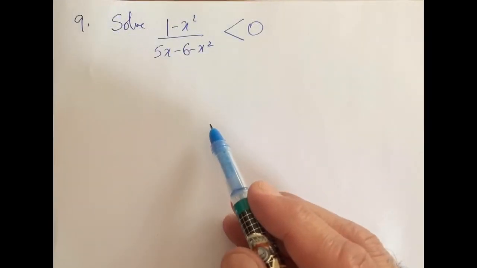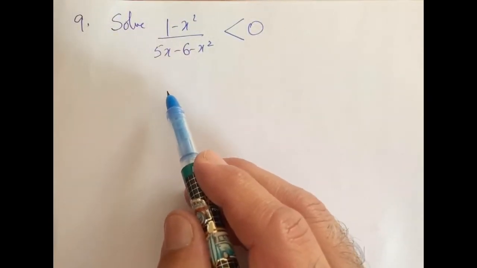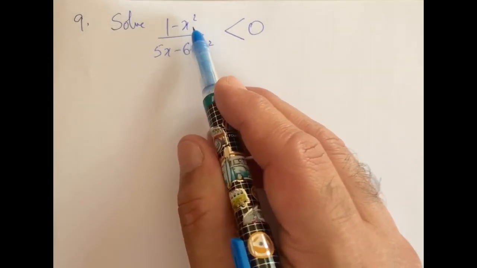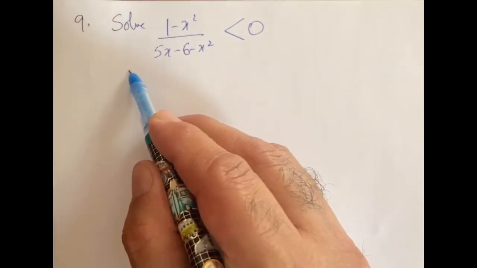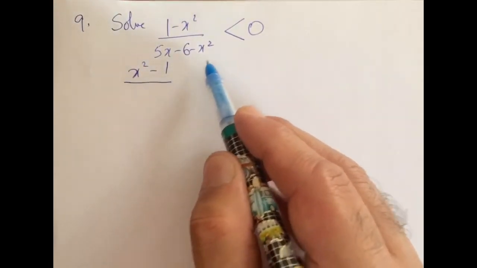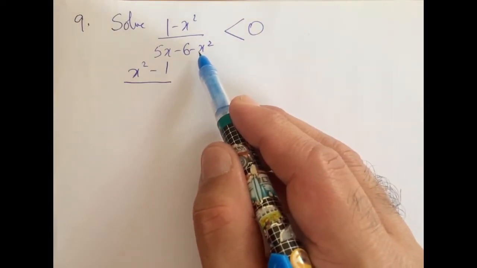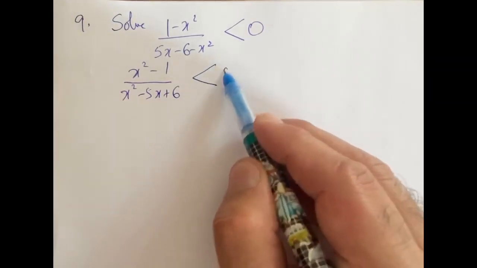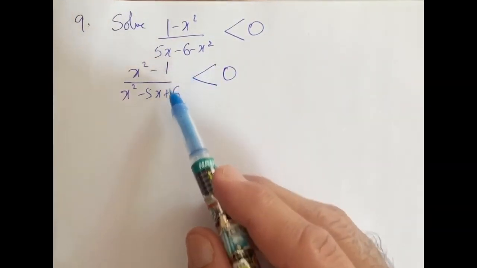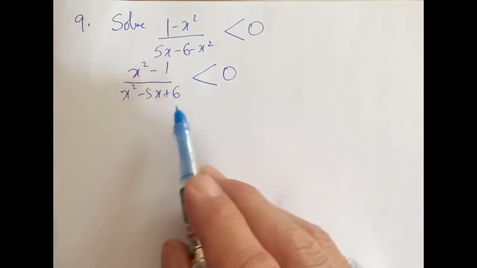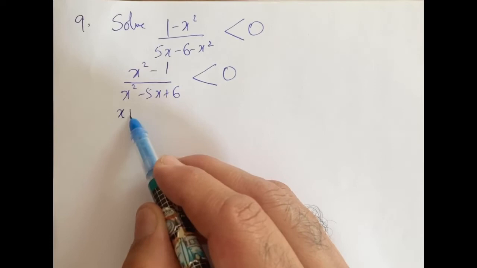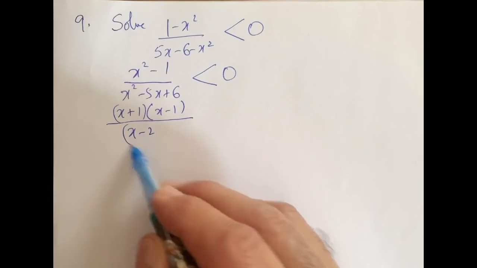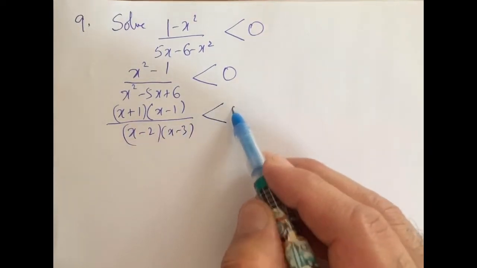Next we have to solve 1 minus x square upon 5x minus 6 minus x square less than 0. So we make coefficient of x square 1 by multiplying numerator by minus 1, and also make coefficient of x square positive in the denominator. This is x square minus 5x plus 6. So this remains less than 0 since we have multiplied numerator as well as denominator by minus 1. Now factorizing numerator x plus 1, x minus 1 and factors of denominator x minus 2, x minus 3. This is less than 0.